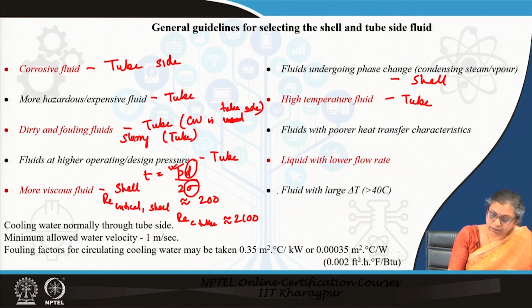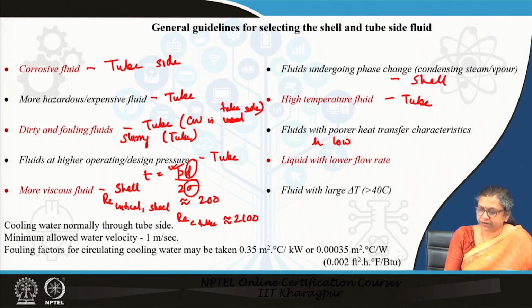When the fluid has poorer heat transfer characteristics, or in other words the h is low, then in that case if you put it on the shell side, what happens? As I have told you, the critical Reynolds number for the shell side fluid, or the outer fluid, is 200. So the chances of attaining turbulent flow are higher. Therefore, we might get improved heat transfer characteristics if we introduce the fluid with a low h on the shell side. So we would prefer it on the shell side.